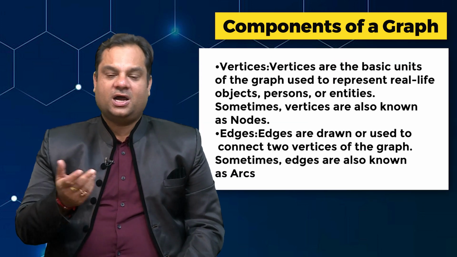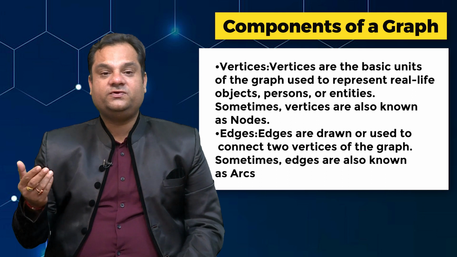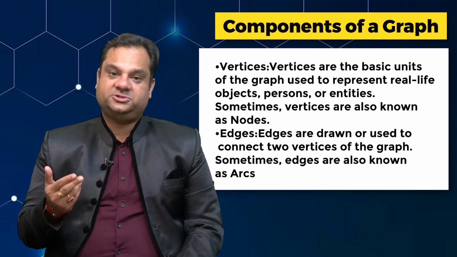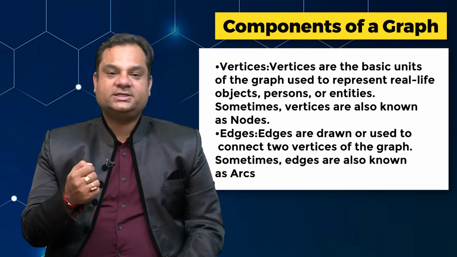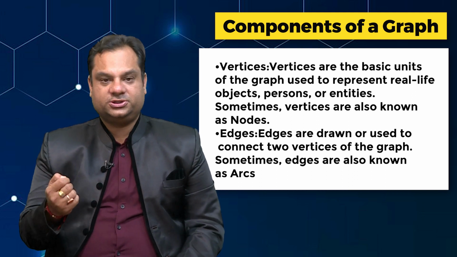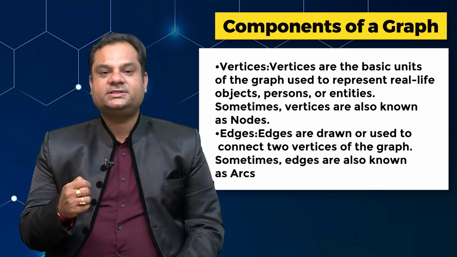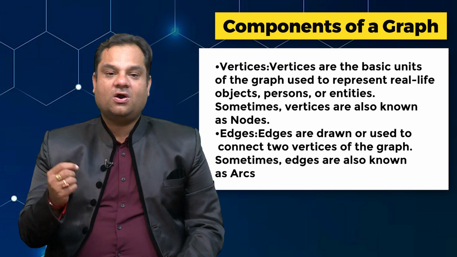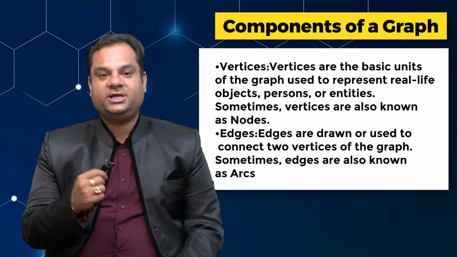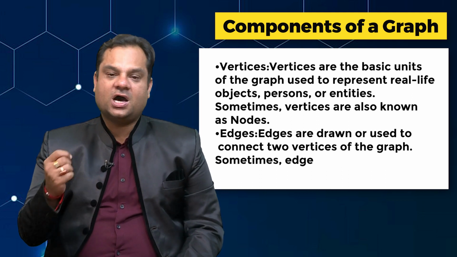Vertices are the basic units of the graph, used to represent real life objects, persons or entities. Sometimes vertices are also known as nodes. Next are the edges. Edges are used to connect two vertices of the graph. Sometimes edges are also known as arcs.